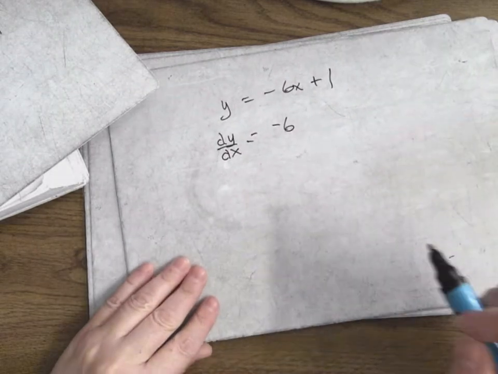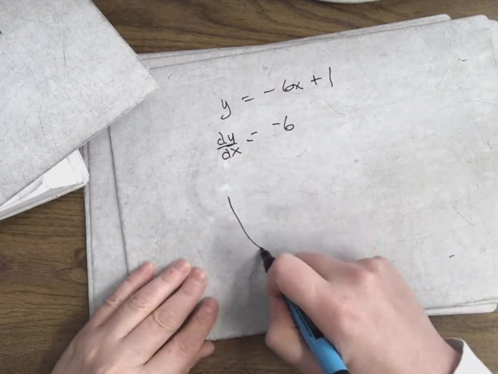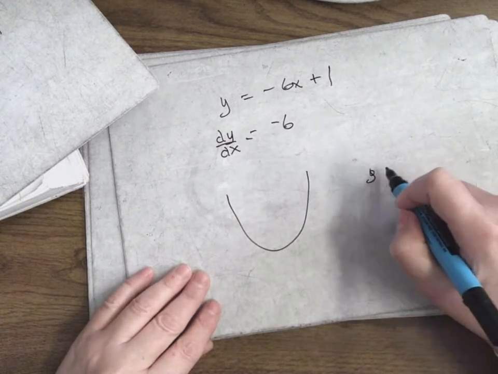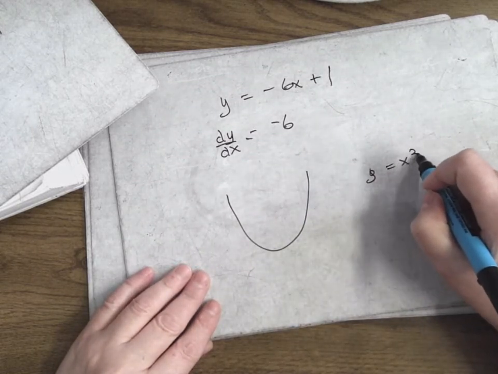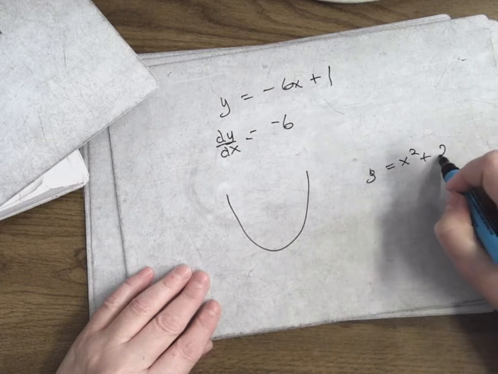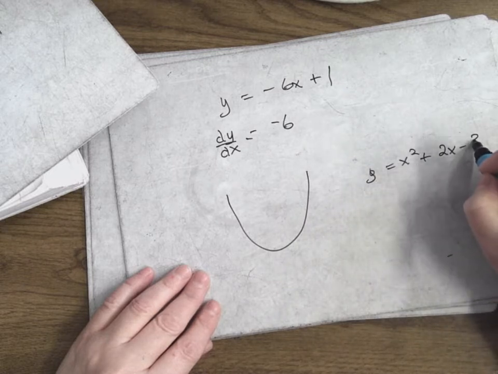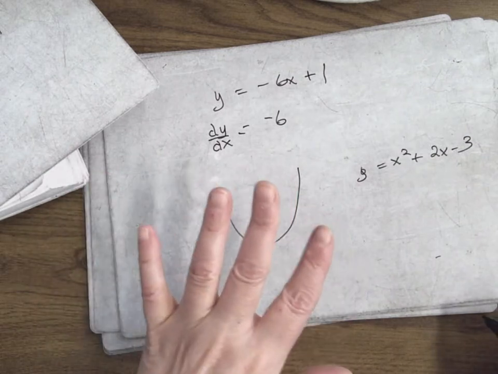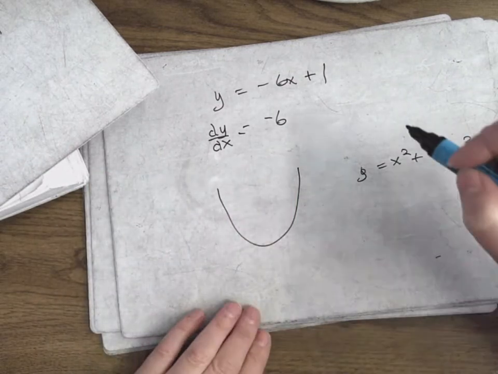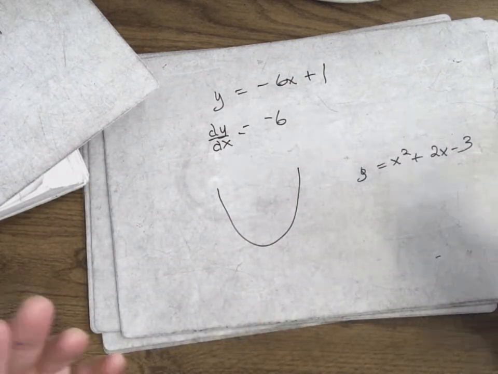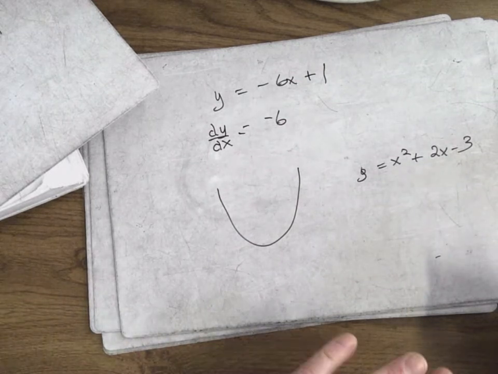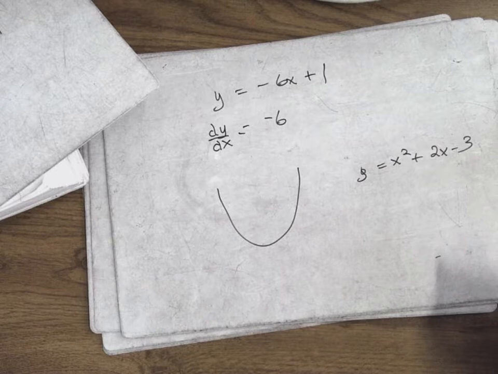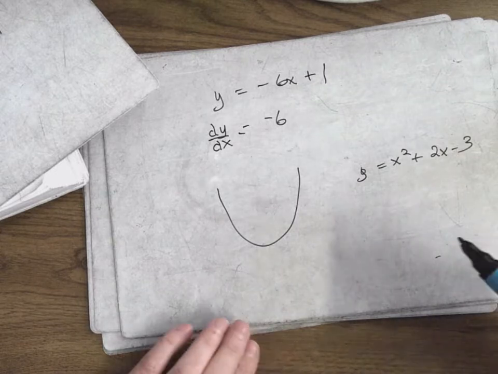But what if we have a curve, as in a curve that looks like this? We'll say this is x squared plus 2x minus 3. I just made that up now. How can you get the slope of this? Remember, the slope is how steep the line is. And you're thinking, but there is no line. How can I tell you how steep the line is when there is no line?